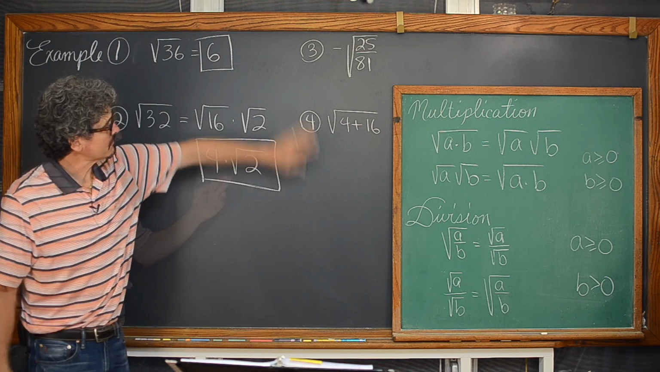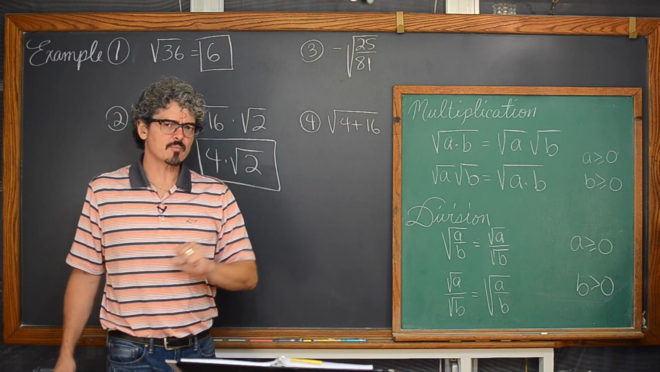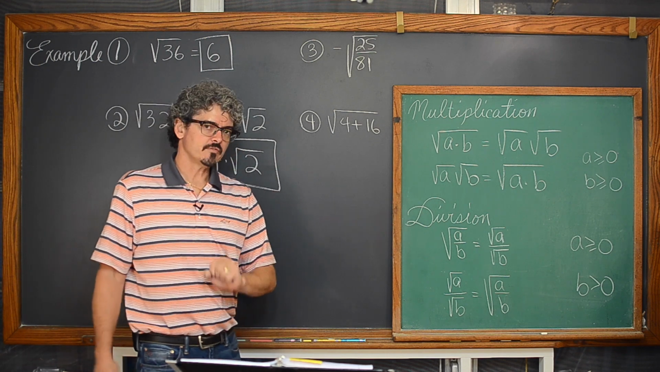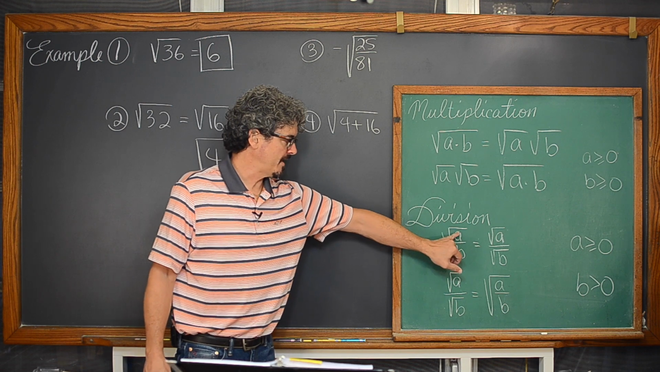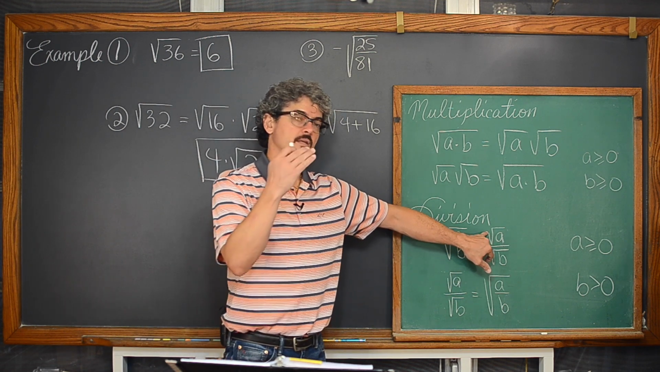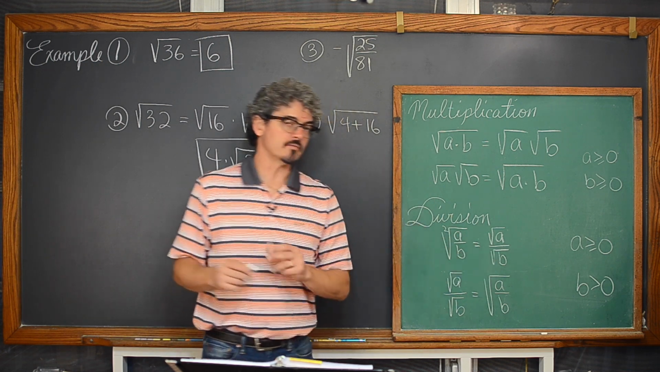Now in number 3, we just used a little bit of the multiplication property of square roots. Really, it's true for all radicals. There's also one for division. A root of a divided by b is equal to that same root, in this case the square root, of the numerator divided by the square root of the denominator.